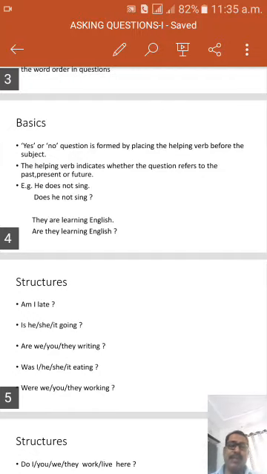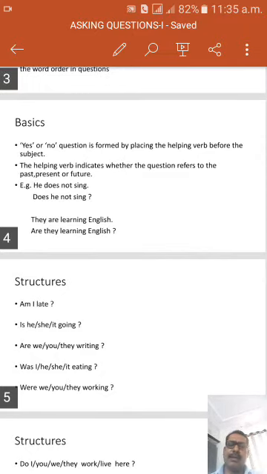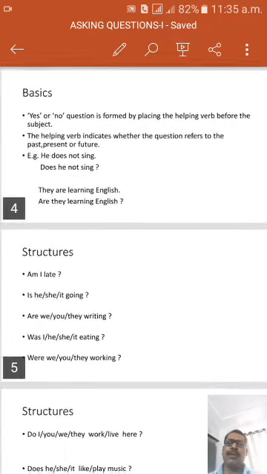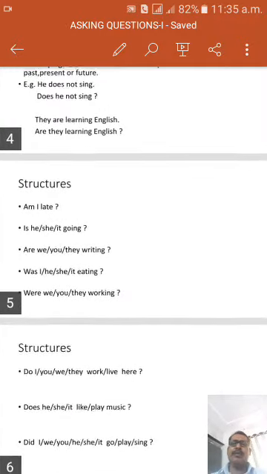Does is in present tense. In the second example, the question is beginning with are. Are is present tense. So the questioning word indicates the tense of the question. This you have to remember. Okay. Next, let us see some questions.